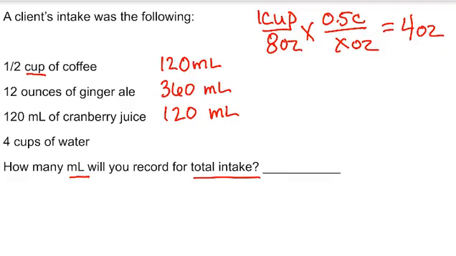So again, there's 8 ounces per cup. 8 times 4 is 32 ounces total. If I have 32 ounces of water, multiply it by 30 milliliters per ounce, that's going to be 960 mils of water. So now I'm going to take 960 plus 120 plus 360 plus 120, and that's going to equal 1560 milliliters. Again, make sure you write your final answer in that line so the instructor knows that is your final answer.